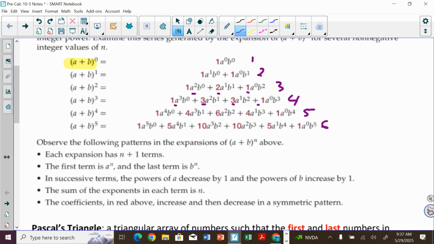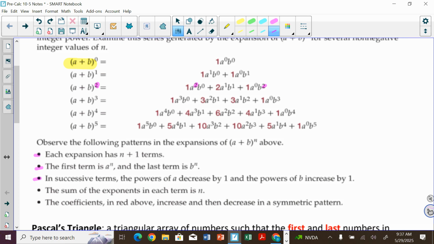The first term is a to the nth power, the last term is b to the nth power. I just want to point that out as well. When we look at squared here, the first term is a squared, the last term is b squared, okay? So we kind of looked at these two already.